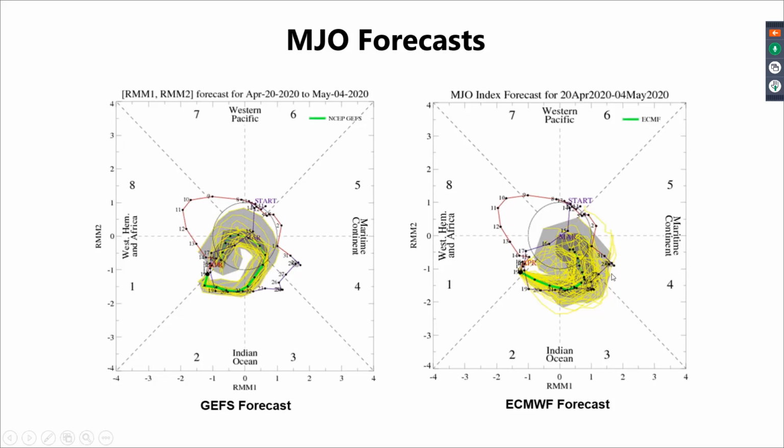The European model is doing the same thing, so there's some agreement between the models. They're pushing the Madden-Julian into an area that is going to put us in this dry pattern for the next 2 weeks. And after that, they don't really know what's going to happen as they go closer to the middle of the circle.